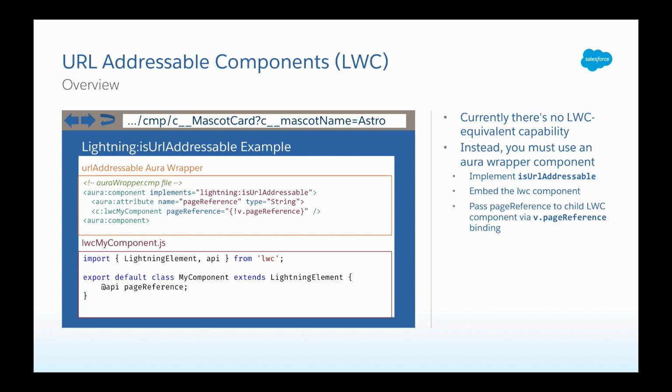Unfortunately, in LWC, we don't have an equivalent functionality yet. So what we recommend is using an Aura wrapper. You use an Aura component that implements lightning:isUrlAddressable, and then you embed your LWC component within it. Then you can pass the page reference through a data binding if you want that inner LWC component to react to it, and of course, you want to have an API on that property.